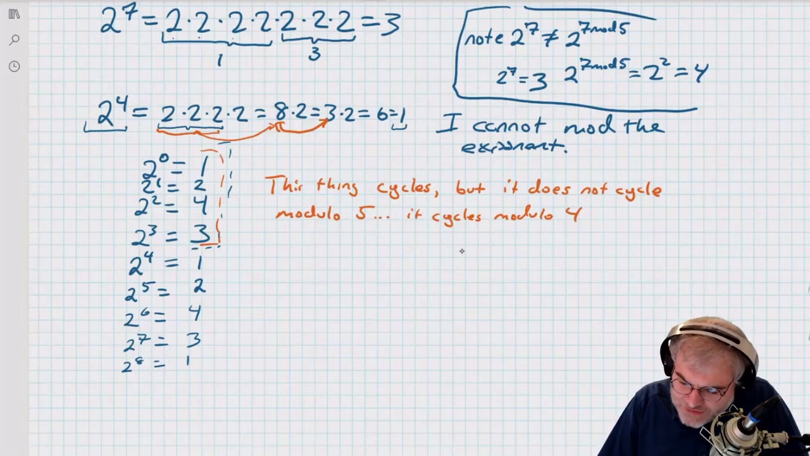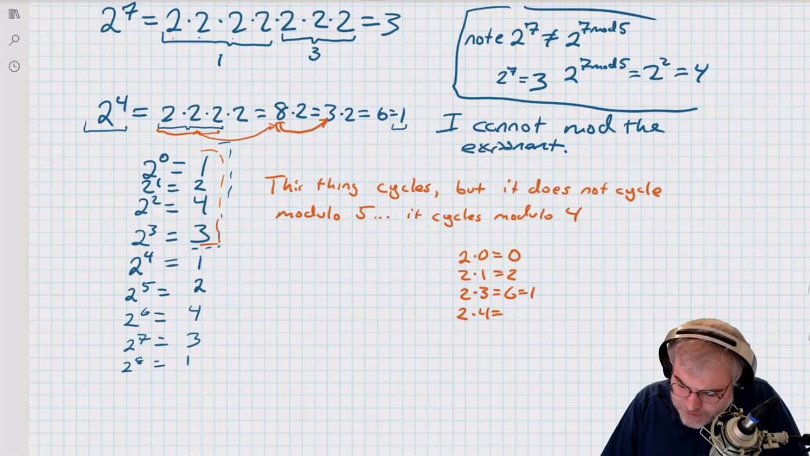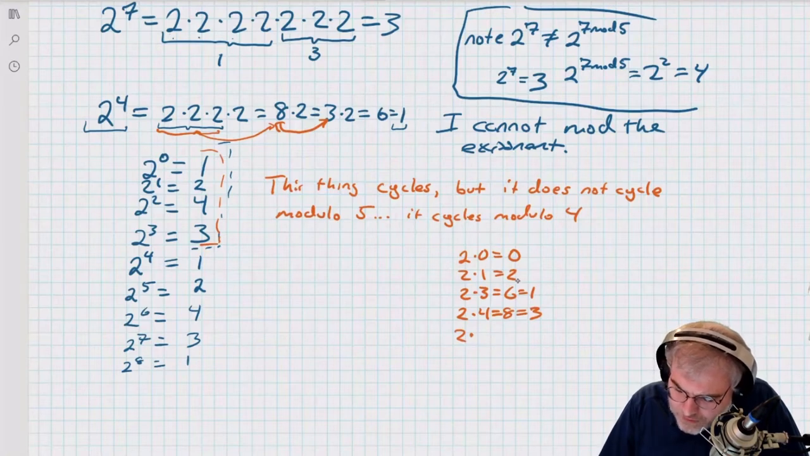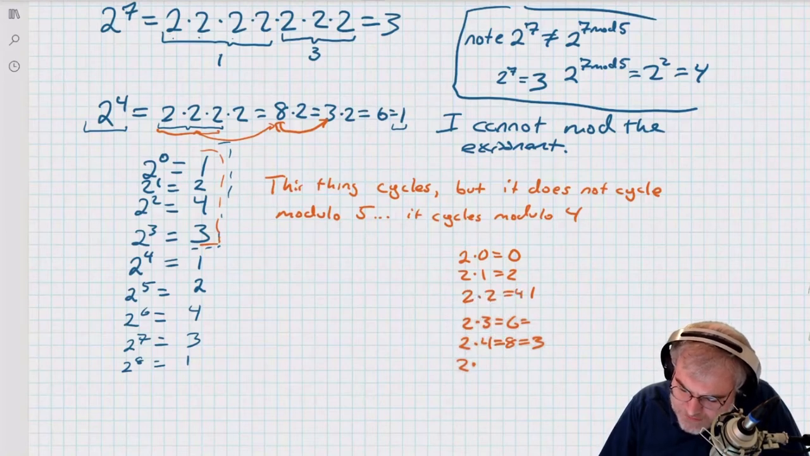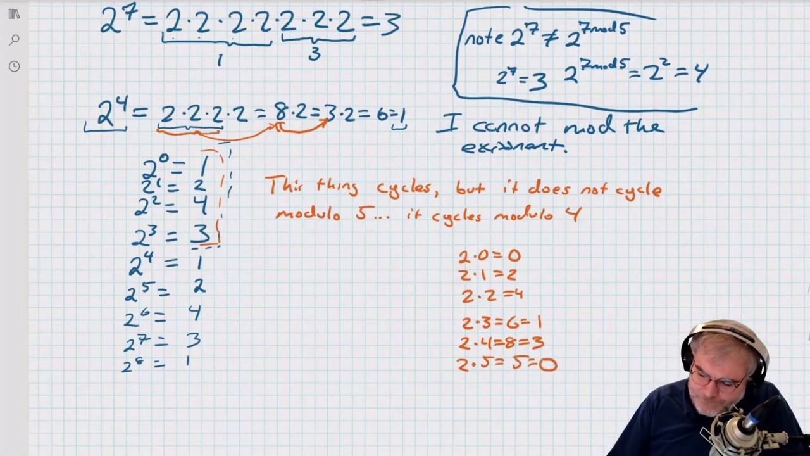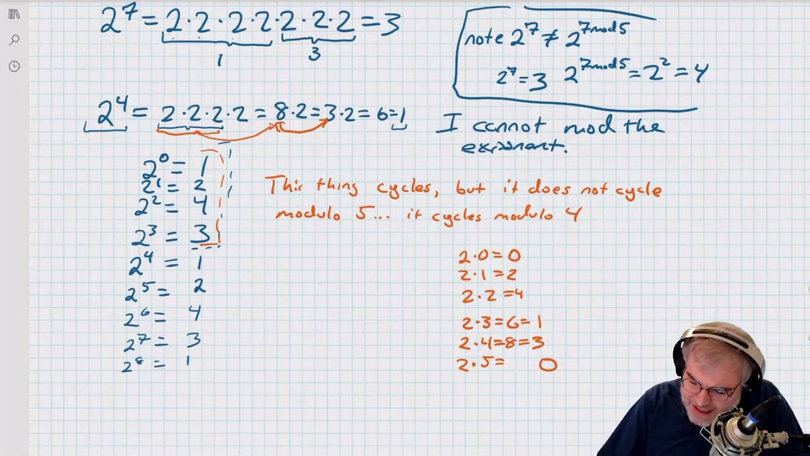So for multiplication, it's 2 times 0 equals 0. 2 times 1 equals 2. 2 times 3 equals 6 equals 1. 2 times 4 equals... what am I doing here? Where am I? I'm modulo 5. Okay, 8 equals 3. I just keep going up, you know. 2 times 2 is the one I'm missing. Thank you. 2 times 2 equals 4. 2 times 3 equals 6. 2 times 4 equals 3. And then 2 times 5 equals 0. Well, it equals 10, but whatever. So this thing cycles every 5.